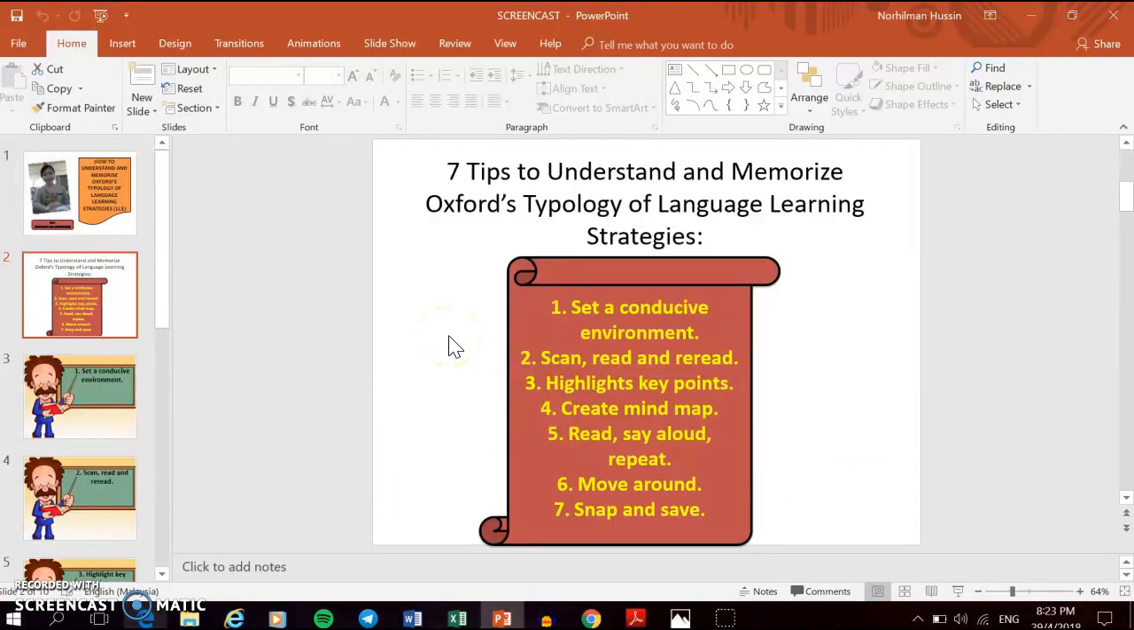There are 7 tips to understand and memorize Oxford's Typology of Language Learning Strategies. So the first one is to set a conducive environment. The second one is to scan, read, and reread. The third one is to highlight key points. The fourth one is to create a mind map. The fifth one is to read, say aloud, and repeat. And number 6 is to move around. And lastly is to snap and save.